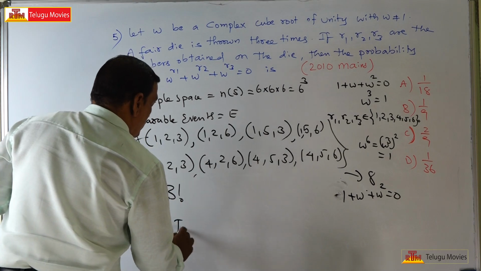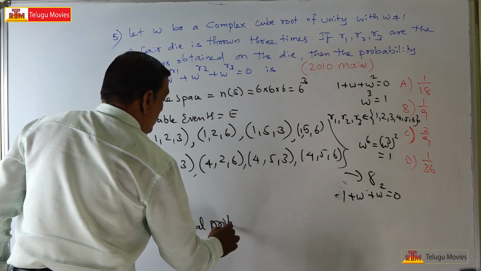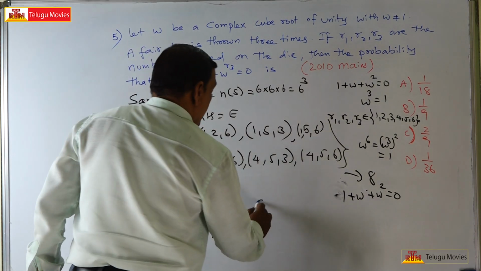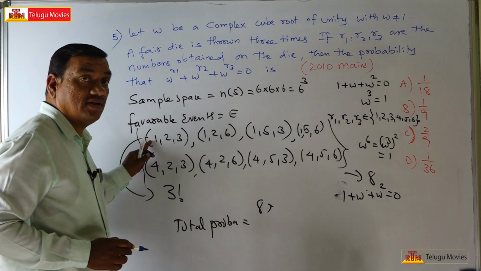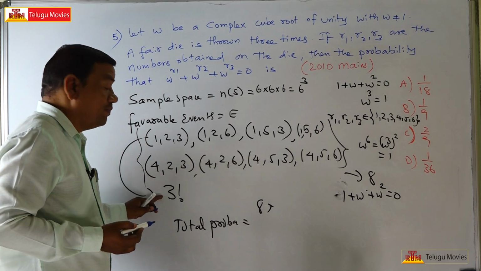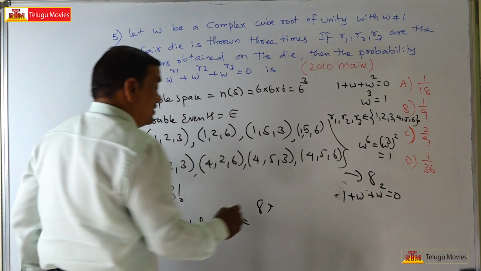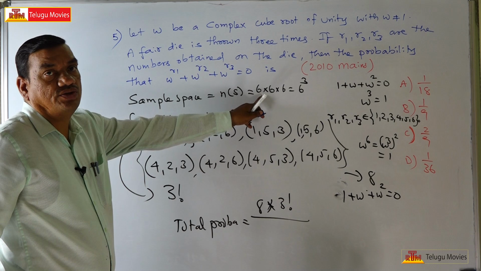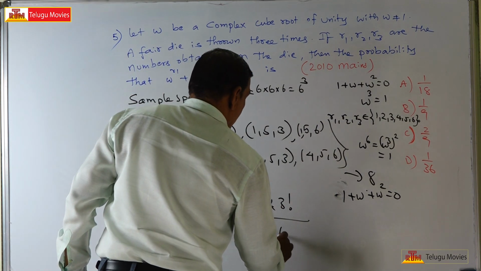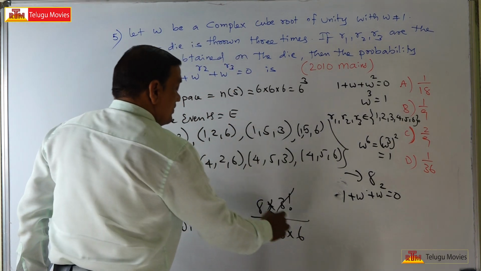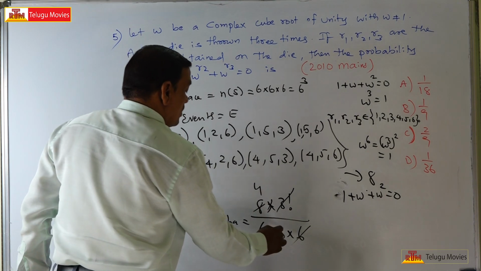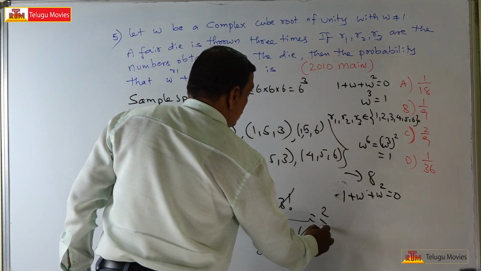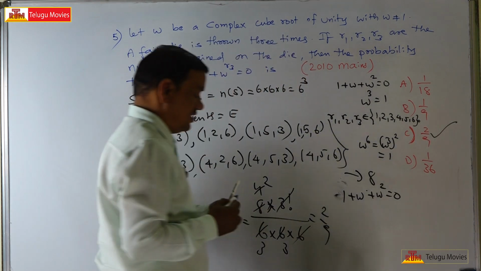So total probability is equal to the number of favorable cases, that is 8, and each ordered triplet can be arranged in 3 factorial ways. So 8 into 3 factorial by 6 into 6 into 6. 3 factorial means 6. Simplifying, this is equal to 2 by 9. 2 by 9 is your correct answer.